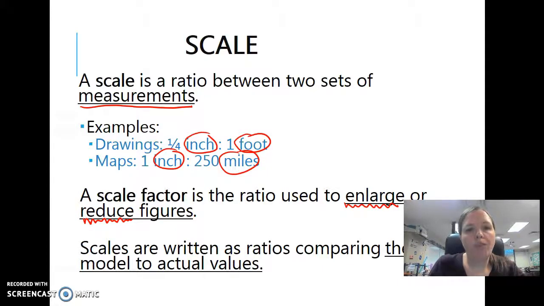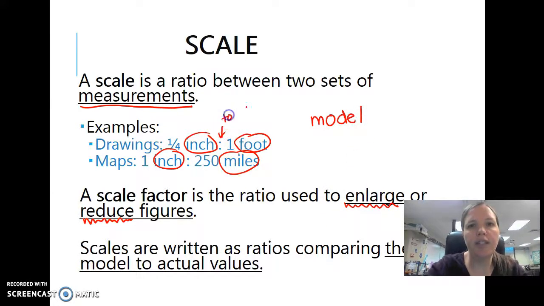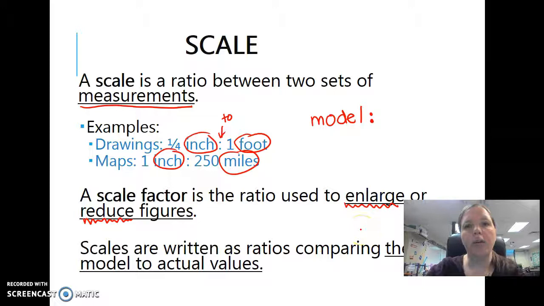So when you're writing your scales, and this is the important part, remember we can write a scale with this comparison, this ratio, multiple ways. One way is with the word "to", one way is with a colon, and the other way is using a fraction. So remembering at the bottom here, ratios are always going to be written as the model number compared to what we see in real life. So you might write your ratio this way, or you might write it as a fraction.